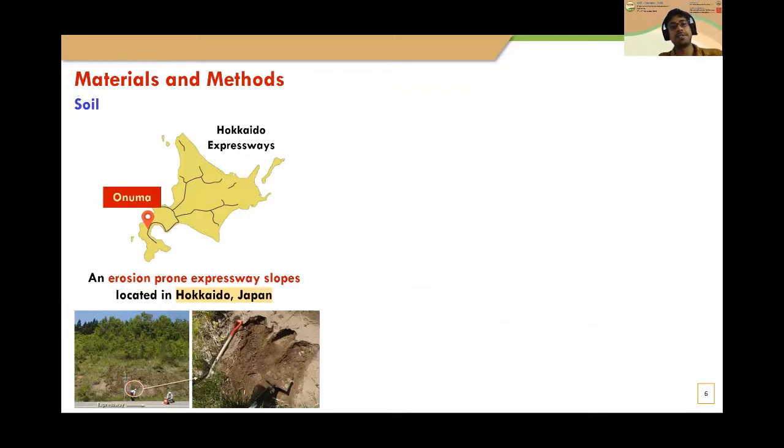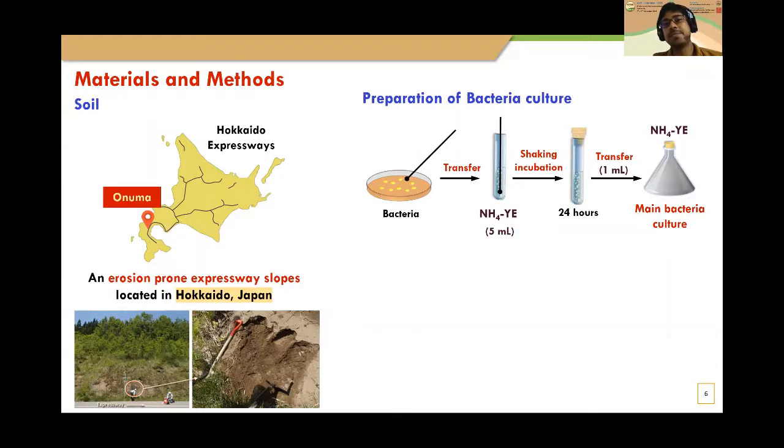Let's move to the materials and methods. In this study, an erosion-prone expressway slope located in Hokkaido, Japan has been chosen. Firstly, the preparation of bacteria. Following the identification and isolation of the ureolytic bacteria, the bacteria were cultured in solid medium and then transferred to liquid medium and produced as bulk liquid medium for application to the soil.